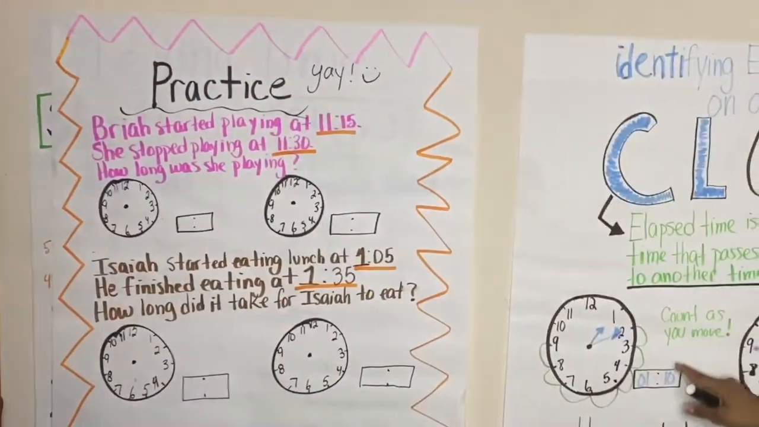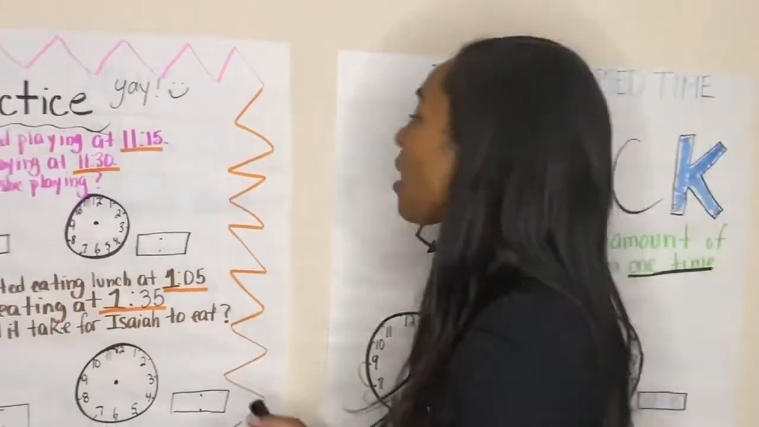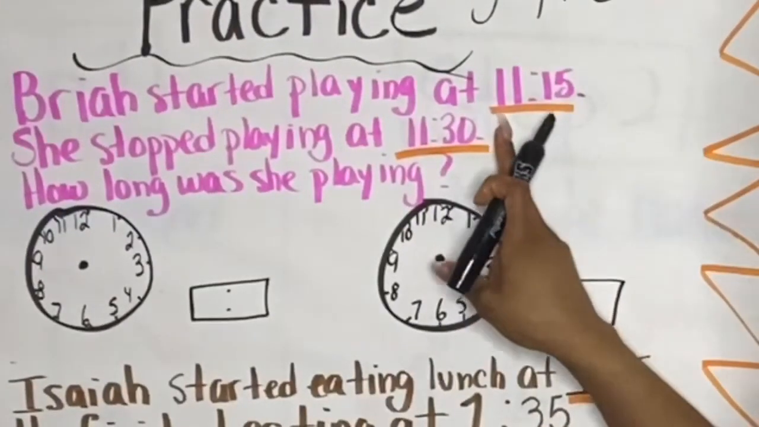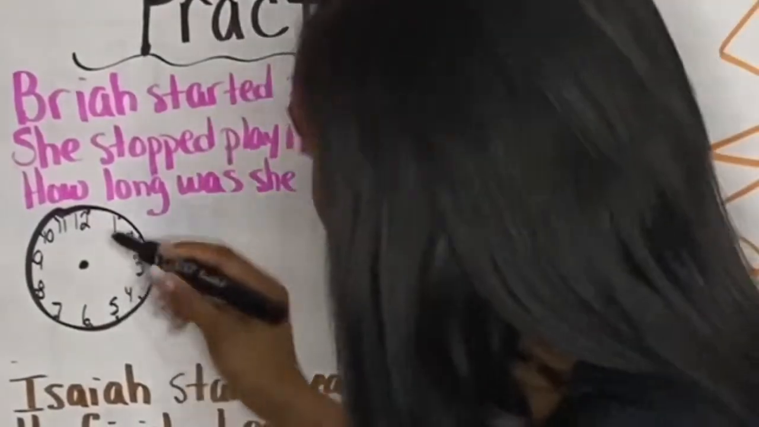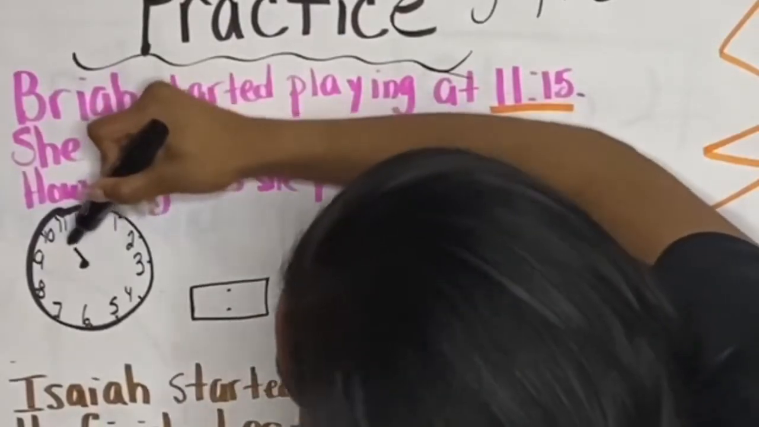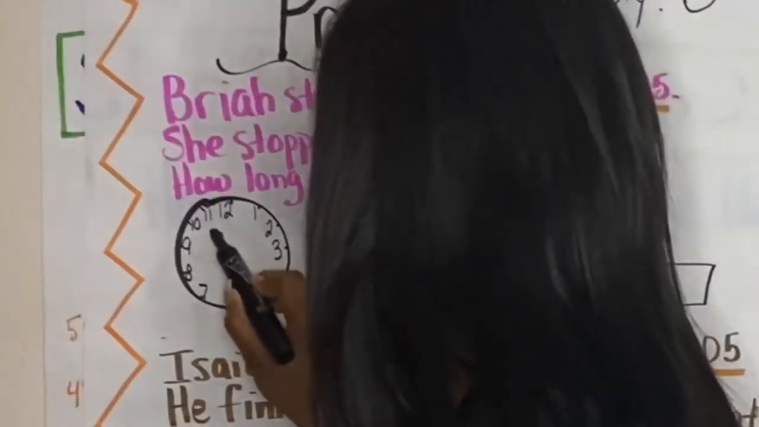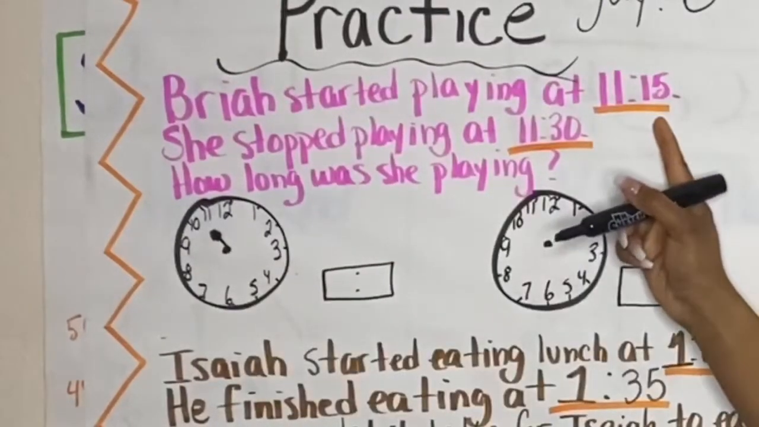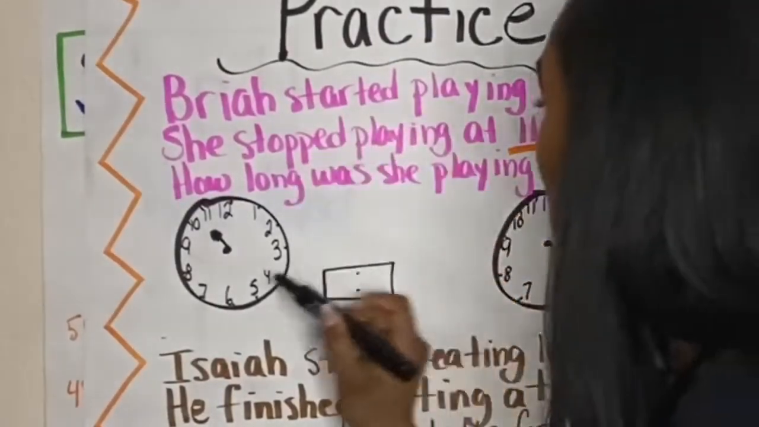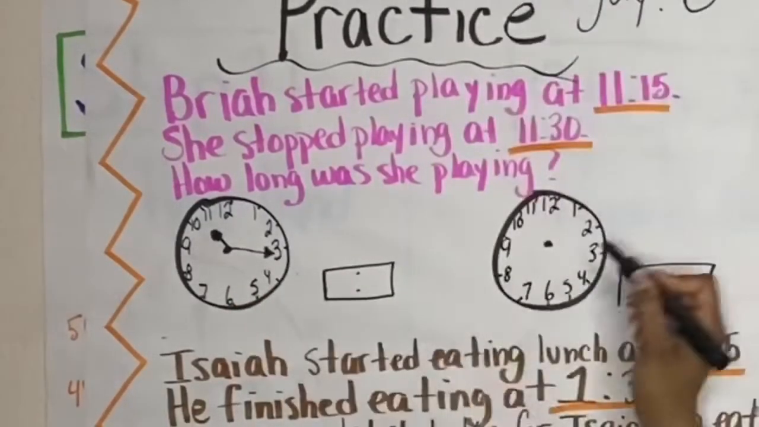Remember, when we want to know how much time passes, we count as we move. All right, here we go. First, I need to write in my time. My shorthand is 11. That's my hour. So I need to make a shorthand on the hour. Watch me do it. It's pointing to 11. Now, my 15 is my minutes. Let me count. 5, 10, 15. All right, this is my longhand. 11:15.